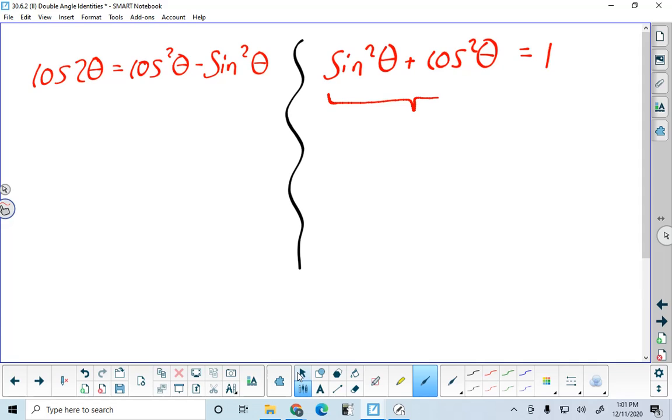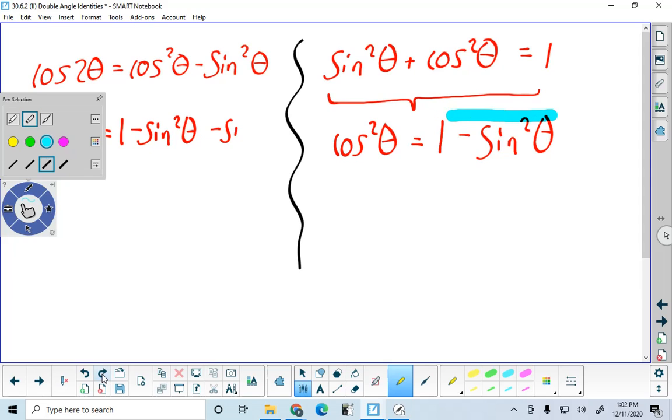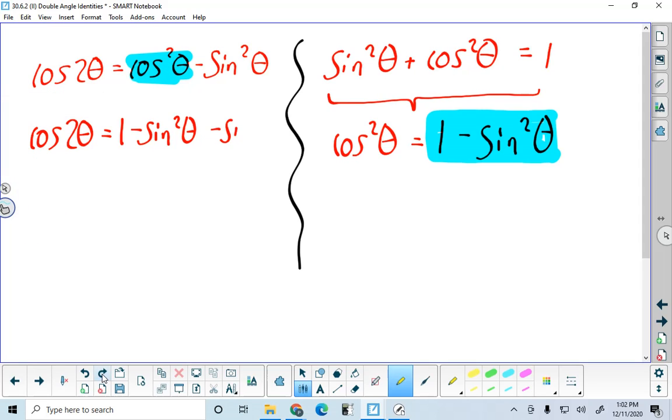From this identity, we have learned that cos squared of theta is 1 minus sine squared of theta. So if I go back to the identity on the left, which is the main double angle identity for cosine, I can write cos 2 theta equals 1 minus sine squared theta minus sine squared theta, because cos squared of theta and 1 minus sine squared of theta are the same thing. What I'm doing is substituting: since cos squared theta is equal to 1 minus sine squared theta, I'm putting 1 minus sine squared theta in for cos squared theta.